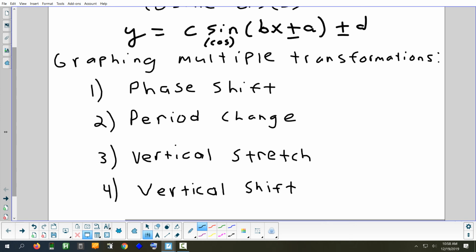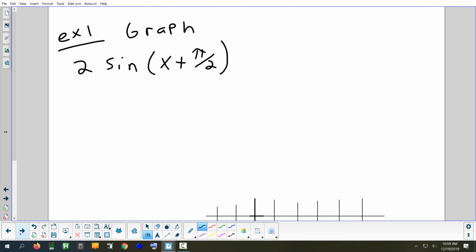Now, if B or C was negative, what does that cause? We're not really doing B negative, but if it was, what does a negative cause the graph to do? Flip. Okay. Probably not going to give you a problem with every one of these in the same problem, but you may have two. I think we do one with three. So here's our first one. 2 sine (x plus pi over 2).